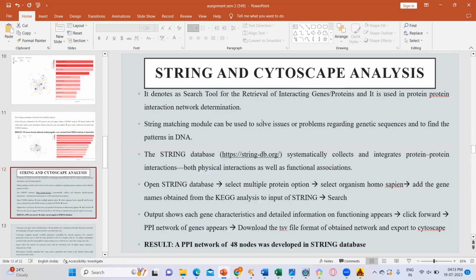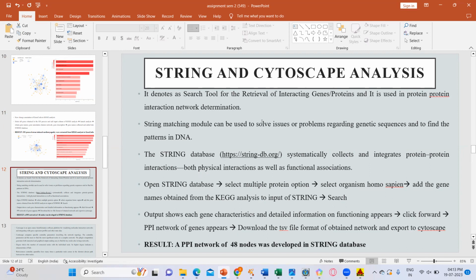Moving on to the next process, that is STRING and Cytoscape analysis. STRING denotes Search Tool for the Retrieval of Interacting Genes/Proteins, and it is used in protein-protein interaction network determination. The string matching module can be used to solve problems regarding genetic sequences and to find patterns in DNA.